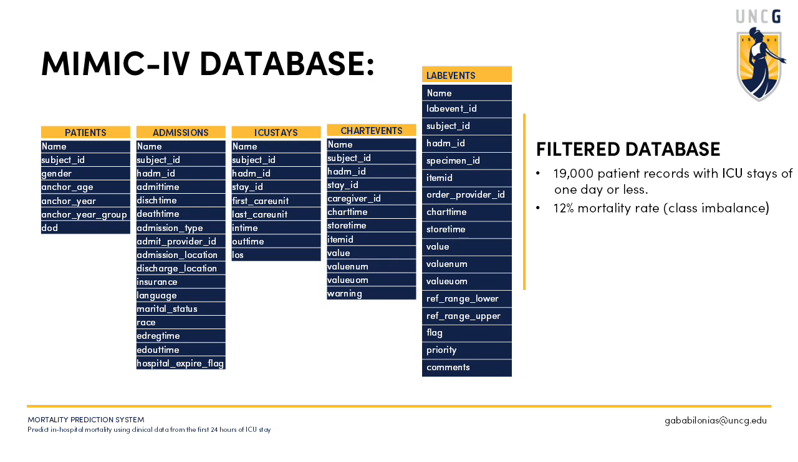Our filtered dataset. We filtered for patients with ICU stays of 1 day or less, giving us the first 24 hours. This resulted in approximately 19,000 patient records. Mortality rate in this cohort is around 12%, showing significant class imbalance we'll need to address.